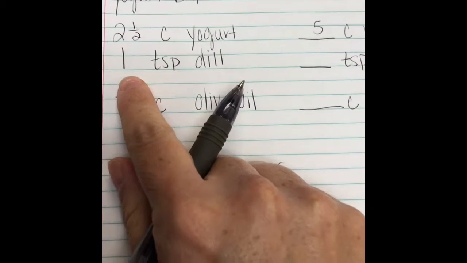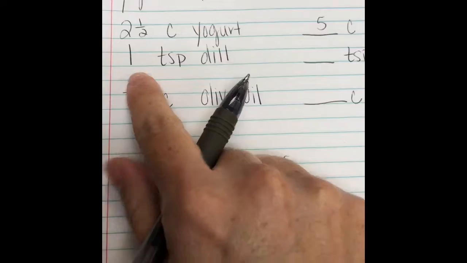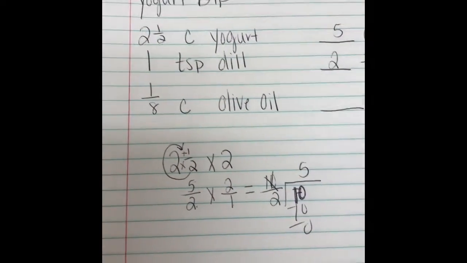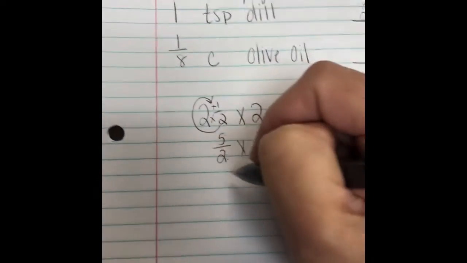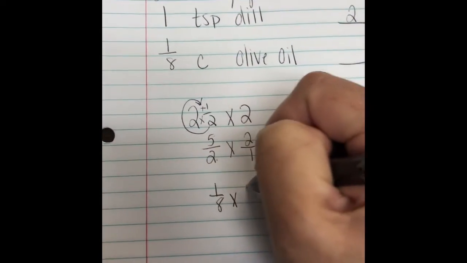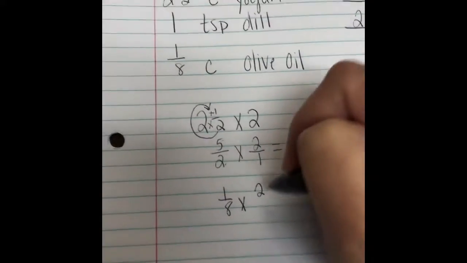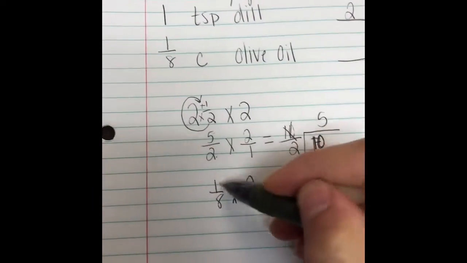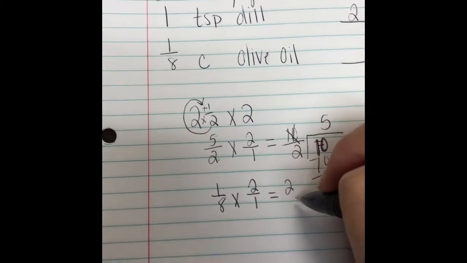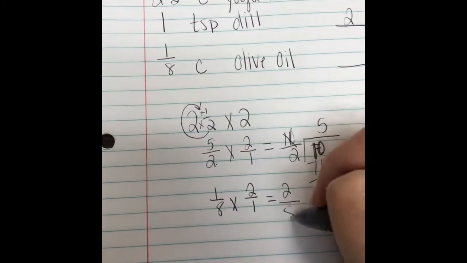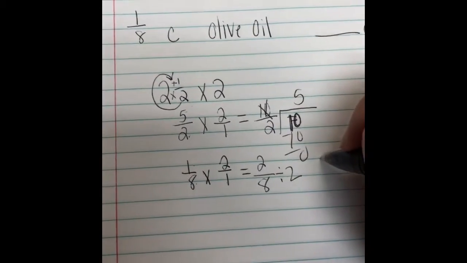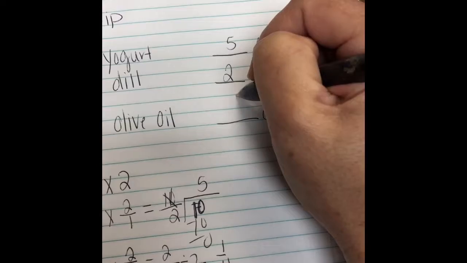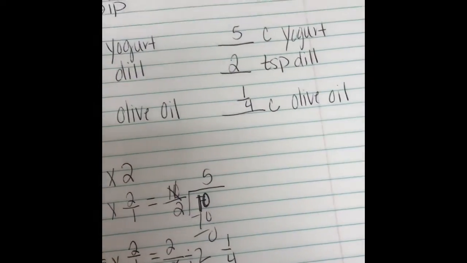So 1 whole, I'm going to take 1 whole times 2. I'm going to get 2 1/8. Two is a whole number, so I have to put a 1 underneath. 1 times 2 is 2. 8 times 1, 8. I've got to simplify. I'm going to divide both of those by 2, and I will get 1/4. So for my recipe, 1/4 cup of olive oil.